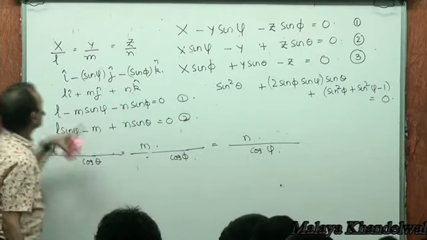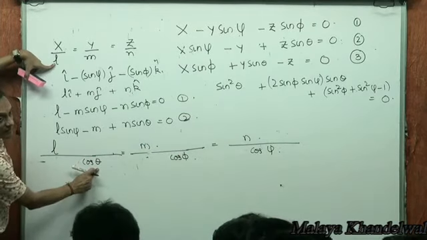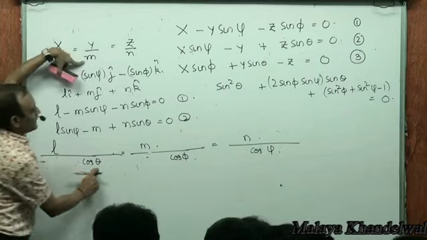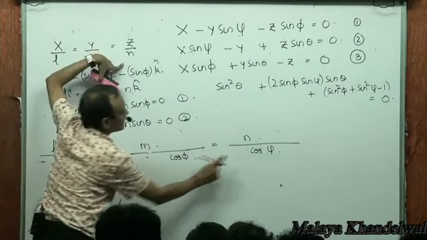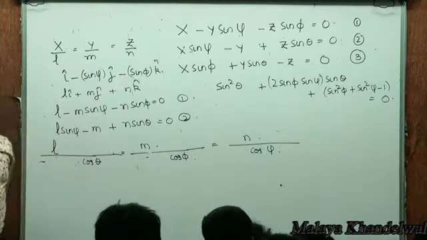Yes or no? So the equation of the line will be x by L. I can write L as cos theta, y by M, M as cos phi, z by N, N as cos xi, etc. Yes or no?